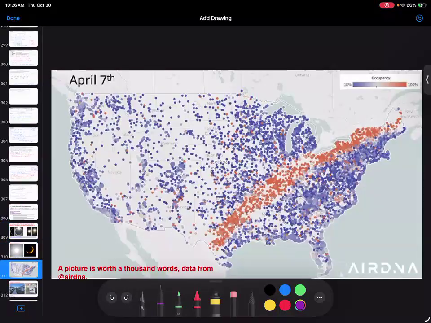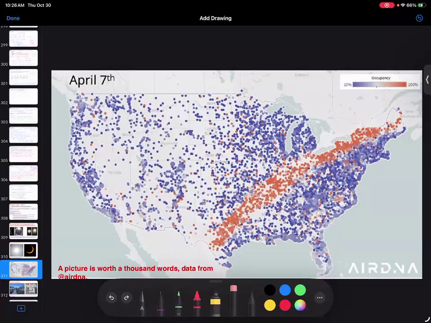One of the things I try to get under all of my students' radar is to glean information from maps. We had some maps early in the semester. This is one of my favorite maps I've seen. It's Airbnb occupancy. The more orange it is, the closer it is to 100% on April 8th.